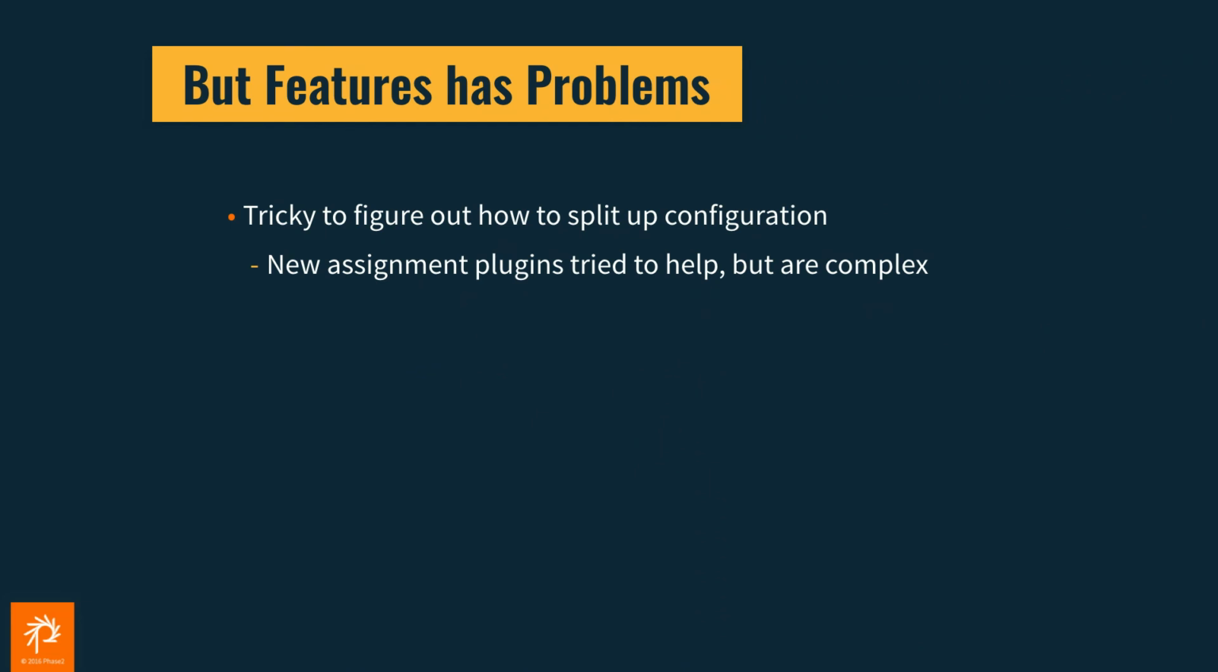And I'm the maintainer of features. I can go fix this stuff in theory, right? Like, why am I banging my head against it? Well, it turns out features just uses core CM, core configuration management. So features can't actually really change how core configuration management works. We can work around some things, but it makes it really hard. So, it's hard to figure out what to put in what feature, and there's these new assignment plugins that try to help, but they're really complicated and people don't even really understand how they work. So you mess with that.